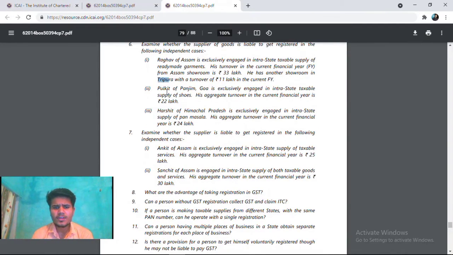Okay. Pulkit of Panjim, Goa is exclusively engaged in inter-state supply of shoes. His aggregate turnover in the current financial year is 22 lakh rupees. So it is supply of goods, shoes are goods. So the applicable threshold limit is 40 lakh rupees, as Goa does not fall in the 10 states. Okay. Then 22 lakh rupees exceeds 20 lakh rupees. No, sorry. 40 lakh rupees is applicable, and 22 lakh rupees is less than 40 lakh. So here Pulkit is not required to take registration.